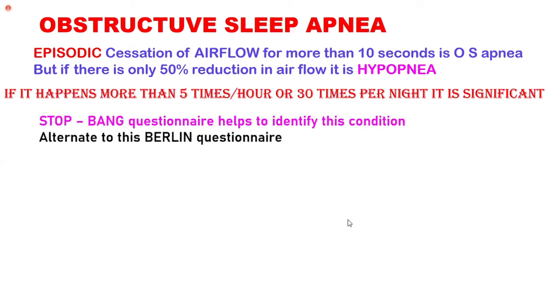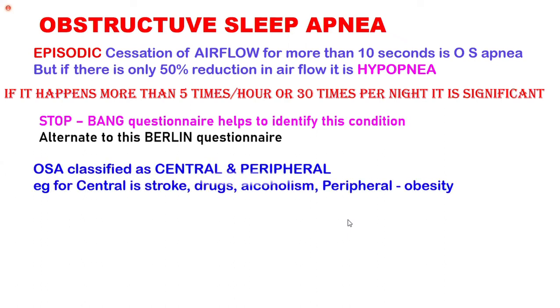And the STOP-BANG questionnaire helps to identify this condition. The alternate for this is the Berlin questionnaire. And OSA is classified as central and peripheral. And central is due to stroke, drugs, alcoholism, and peripheral is mainly because of obesity, or in children it may be because of the tonsils and adenoids, causing a reduction in the pharyngeal cavity.